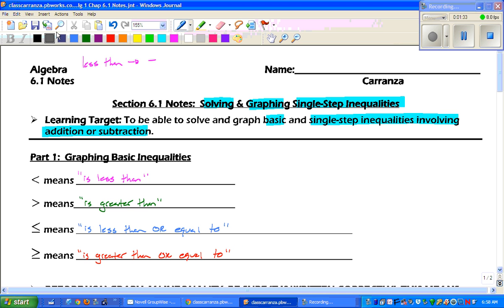Okay, so now when we're graphing, each one of these is going to have different symbols. These first ones are going to have what's called an open circle. And when you graph it, it's just going to be like that. And these other ones right here are going to have what's called a closed circle. It's going to be the same circle, except you're going to color it in. Okay?